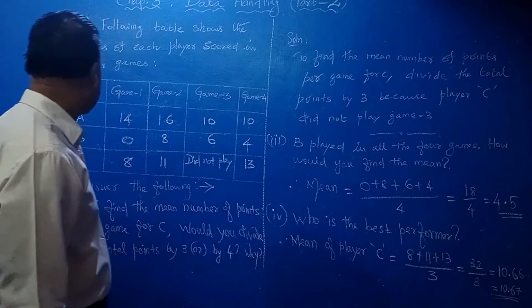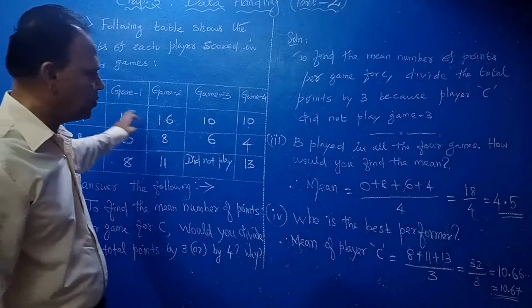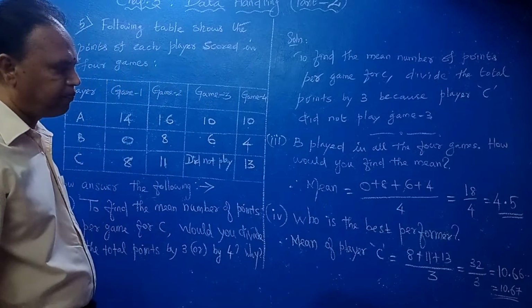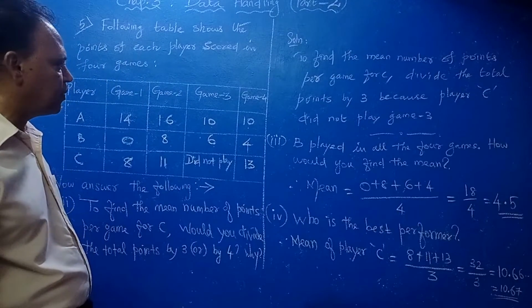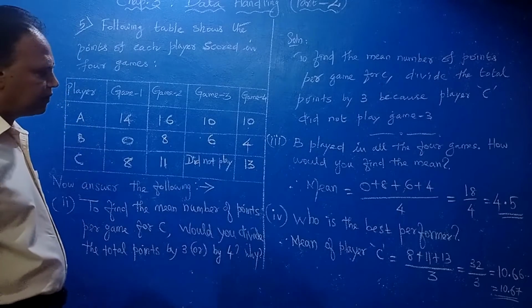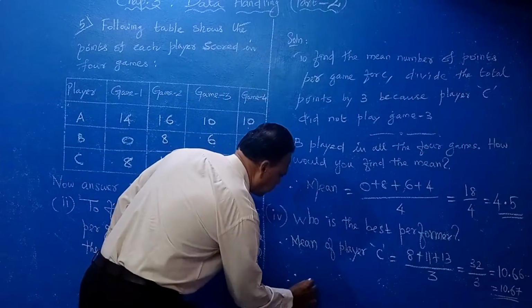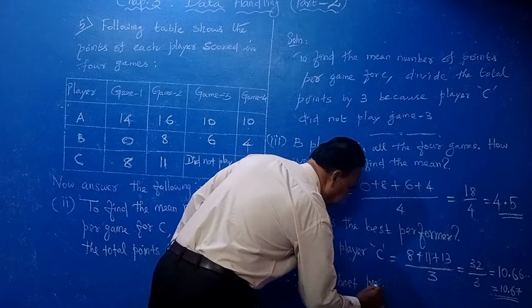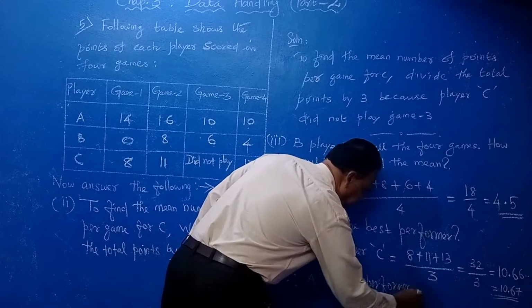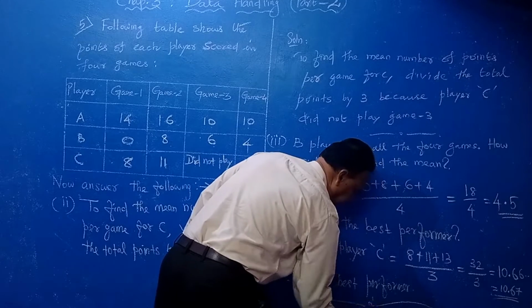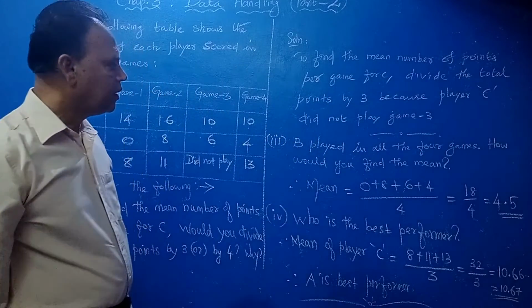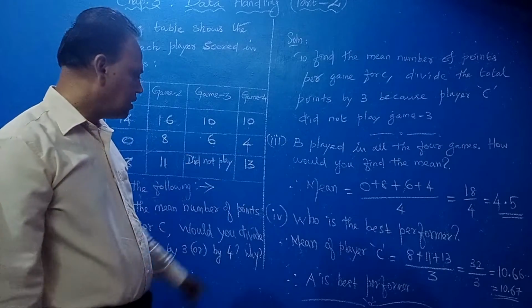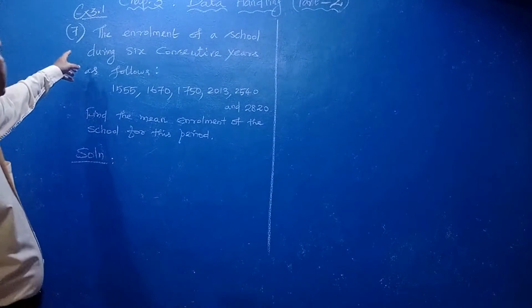So what is the mean of player A? 12.5. B is 4.5. C is what? 10.67. Therefore, who is the best performer? A is the best performer. Clear? Okay, so like this we can easily solve the problems by using the arithmetic mean formula. You see the next problem, the 7th problem.